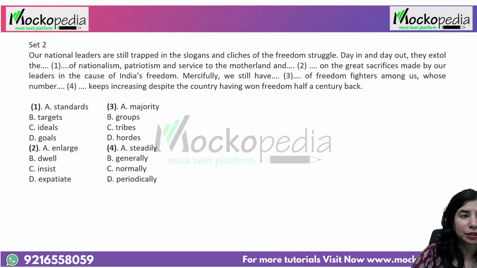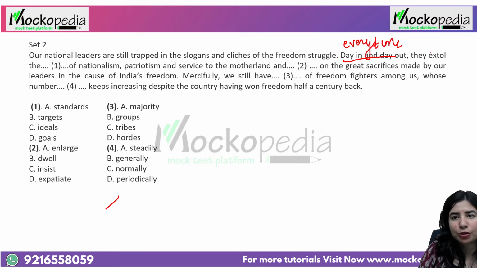So let's get into the discussion. Our national leaders are still trapped in the slogans and cliches of freedom struggle. Cliches means something which is continuously happening, right? Day in and day out. So day in and day out means every time.